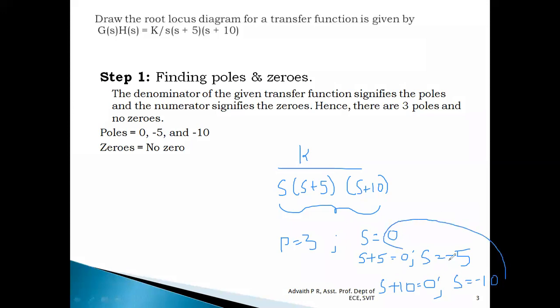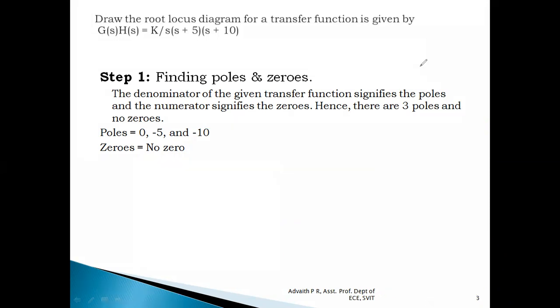The same thing is being written over here. So there are three poles over here having the values 0, minus 5 and minus 10. If we observe, there are no s terms in the numerator of the given equation. So because there are no s terms in the numerator, there are no zeros.